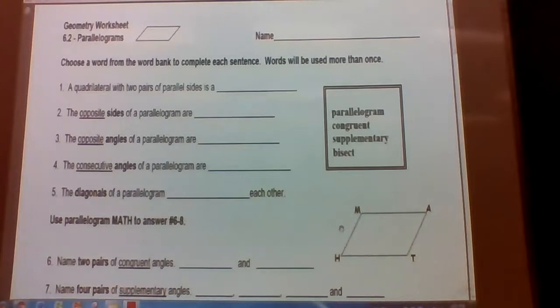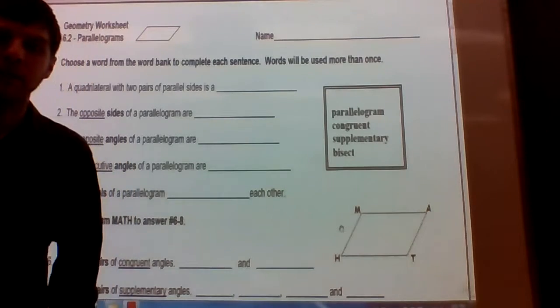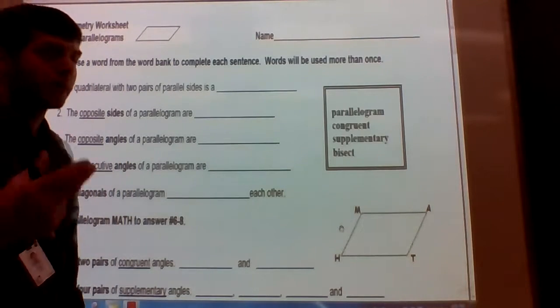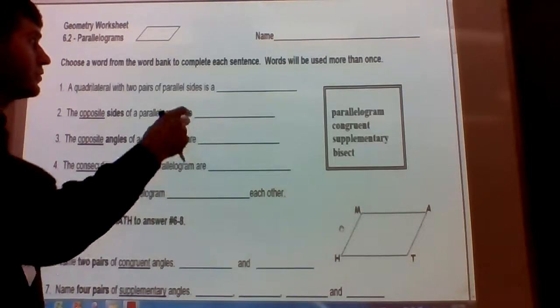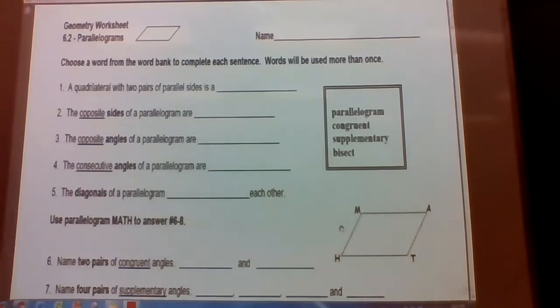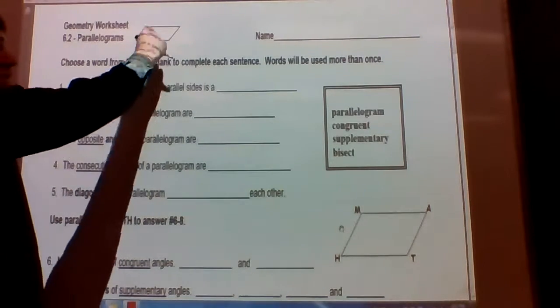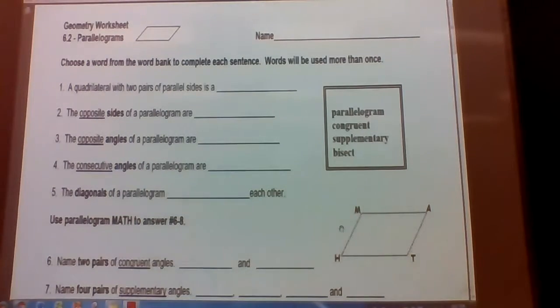So again, parallelograms are defined by having 2 pairs of parallel sides. And the other properties that parallelograms have, right? So in addition to having 2 pairs of parallel sides, which define it, it also has opposite sides that are congruent, opposite angles that are congruent, consecutive angles that are supplementary, and the diagonals bisect each other. So those are the 5 properties of a parallelogram.